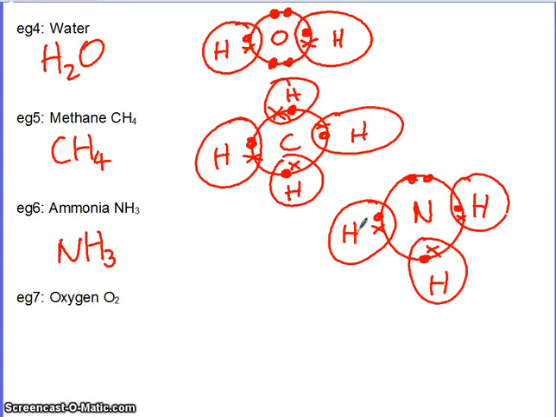an oxygen molecule, O2. An oxygen atom has 6 electrons in its outer shell. How do I know this? Well, because I can look at the periodic table and see that oxygen is in group 6. So that immediately tells me it's got 6 electrons in its outer shell.